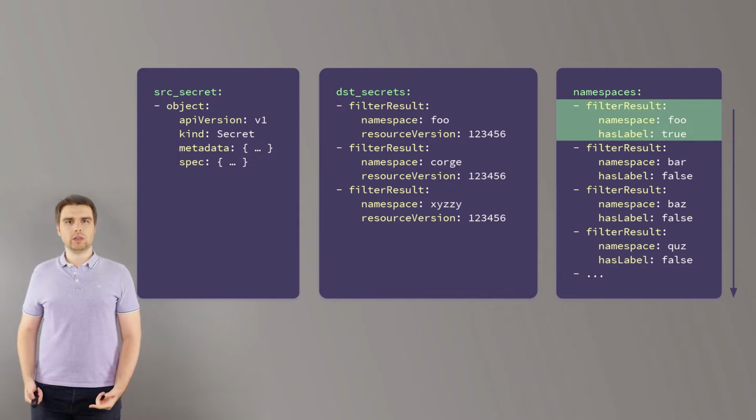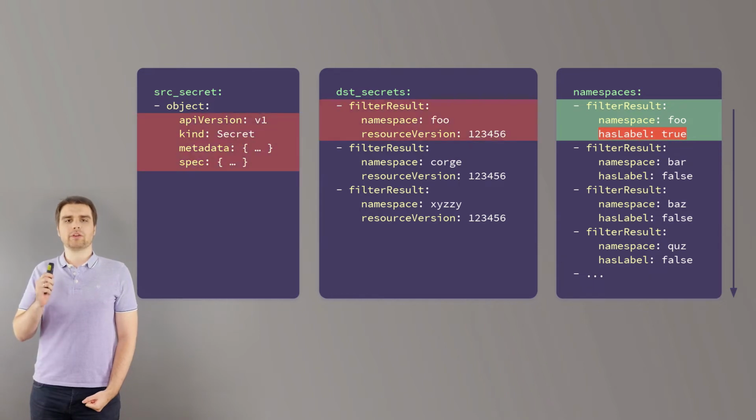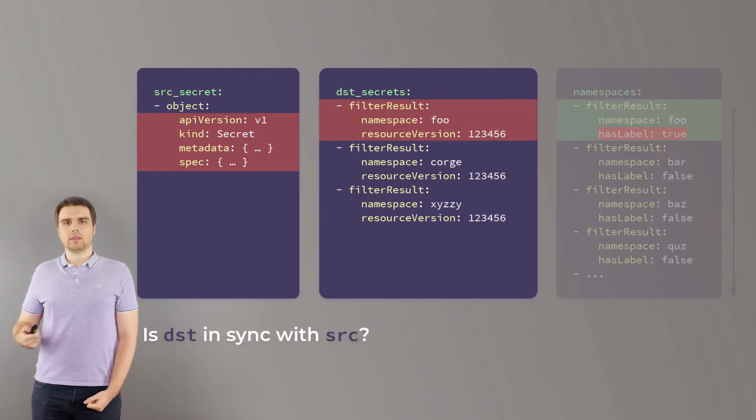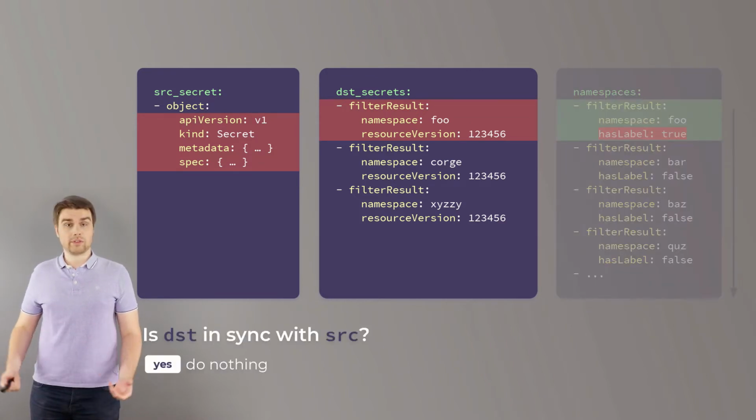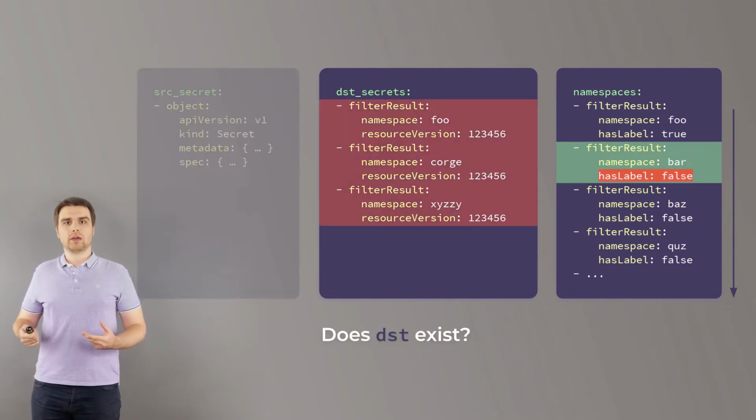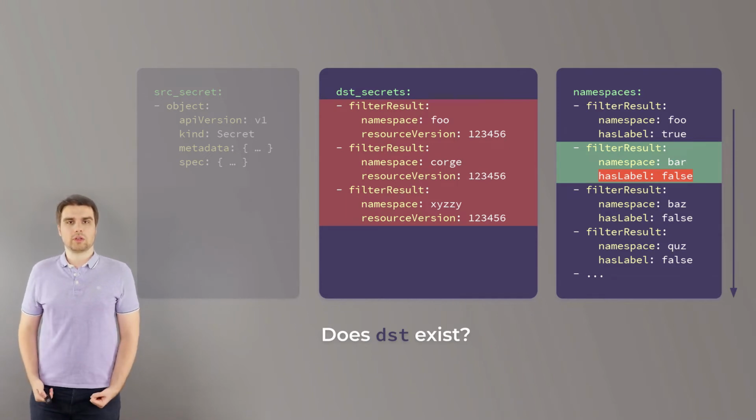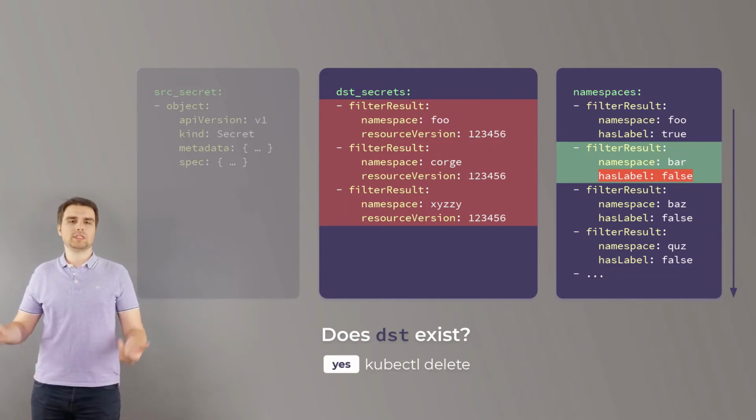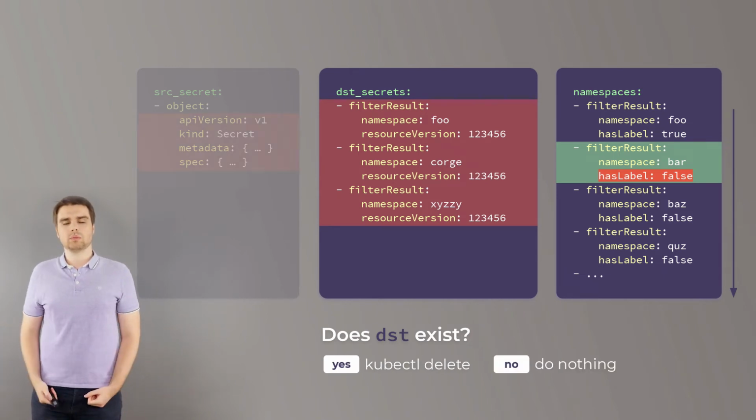We iterate over all namespaces and we check whether it has a label or not. If it has a label, we compare source resource's version to destination's resource version. And if they are the same, then we have nothing to do. And if they differ, then we execute kubectl replace or create. If a namespace does not have a label, then we have to make sure that no secret is present in the namespace. So we check if a destination object exists, we kubectl delete it. And if it does not, well, then we do nothing.